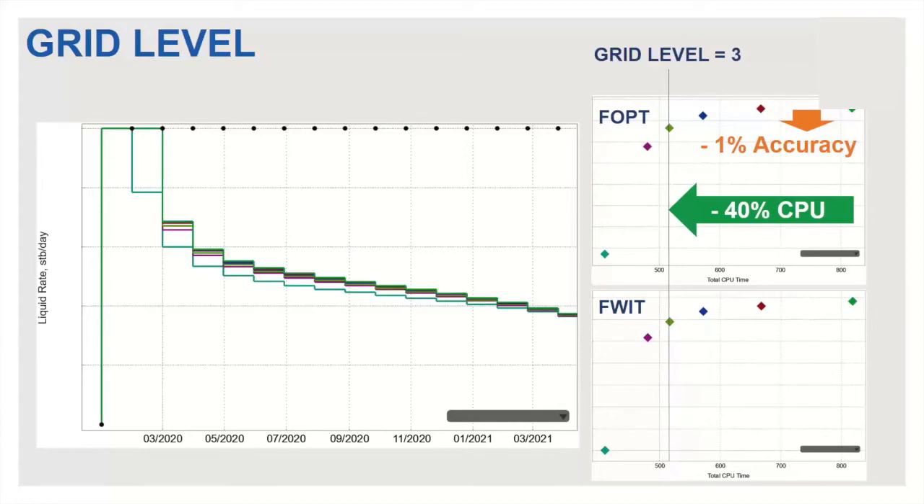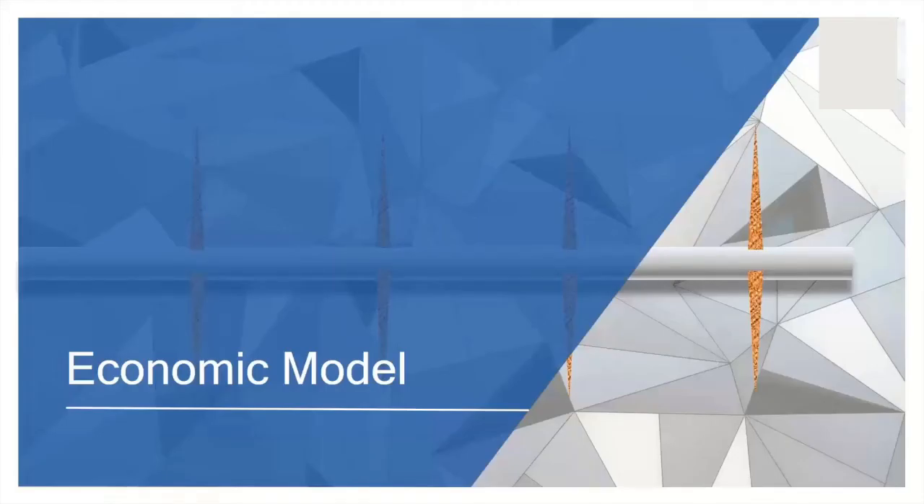What we found is a grid level of 3 is quite good. We get an FOPT within 1% accuracy, which is satisfactory for a high-level assessment, and we managed to get the CPU time down by 40%. So if you want to do hundreds of simulations, it's very important to make sure the CPU time is as low as possible. So let's move on to the economic model.